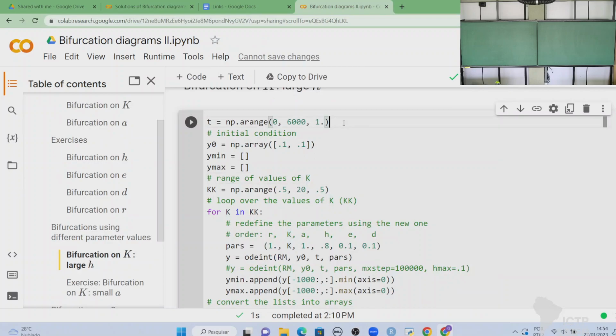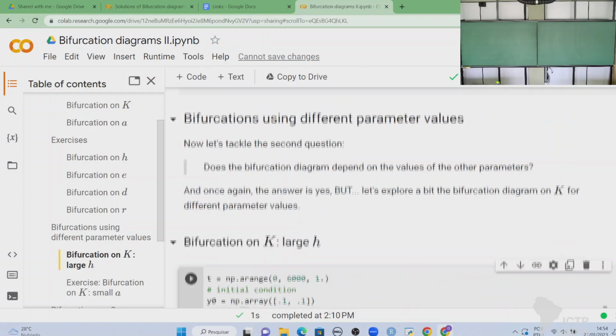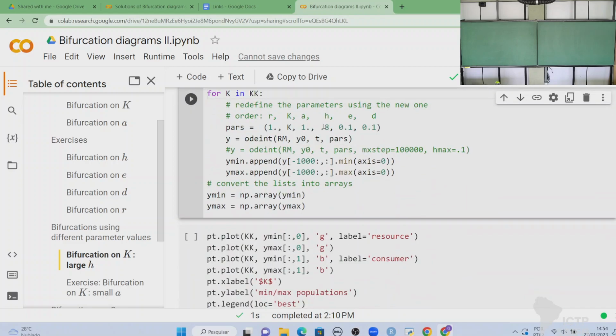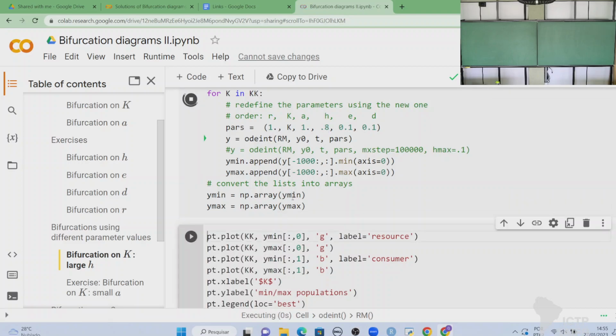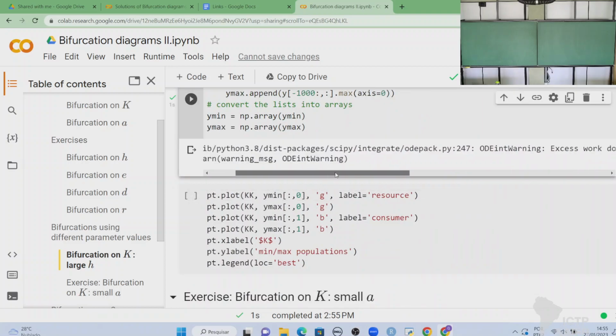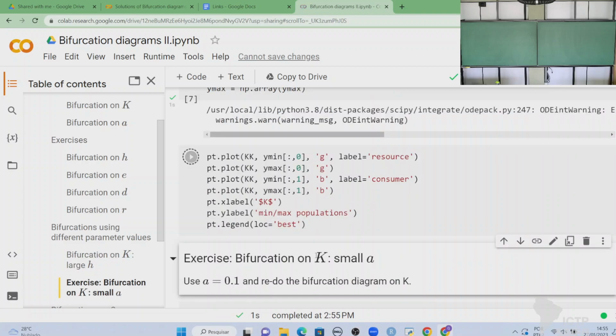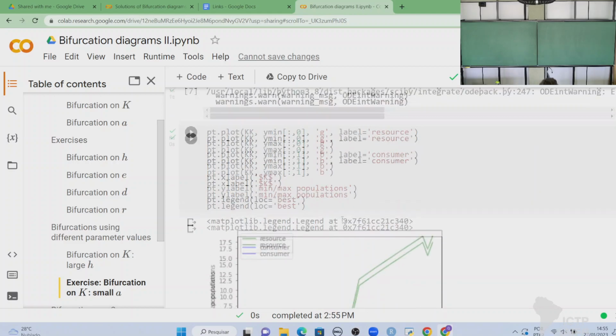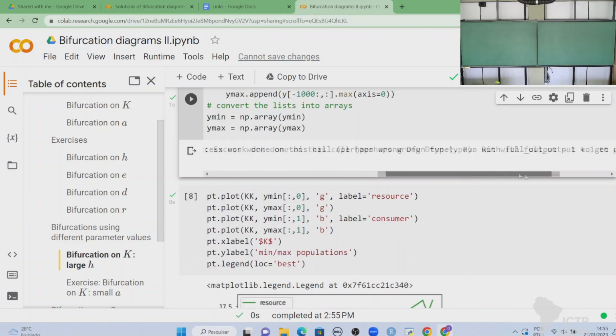So I have the same setup as before. You see here that I have a range of k's from 0.5 to 20. Looking at the parameters, the only change I made here is that h is now 0.8. I run this, and you see this warning. Then we plot the graph, and we will see some stuff that doesn't look right. And this coincides with this warning, so what does that mean? Let's talk about this kind of stuff first.